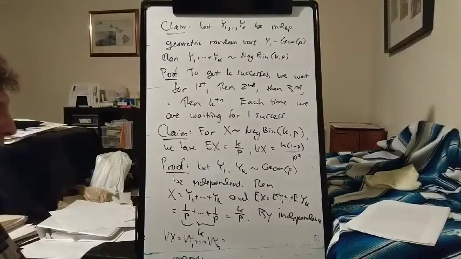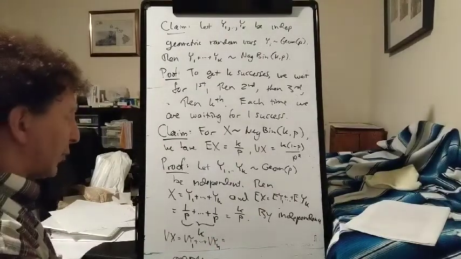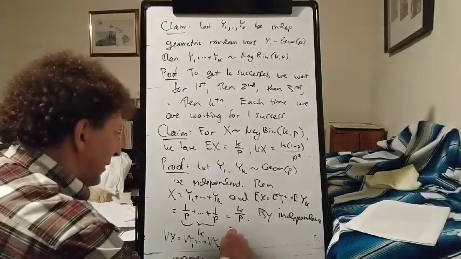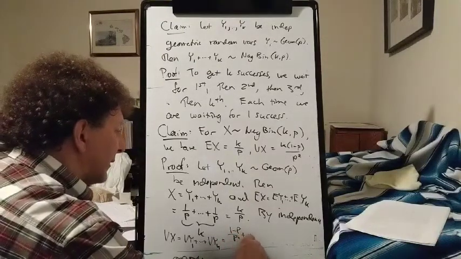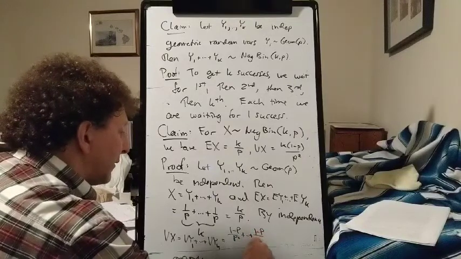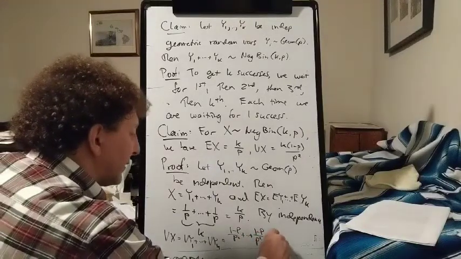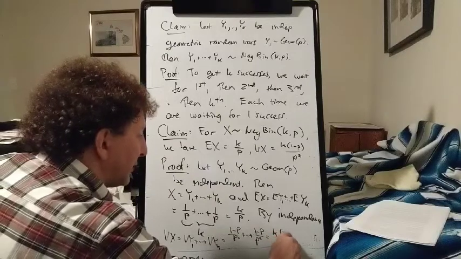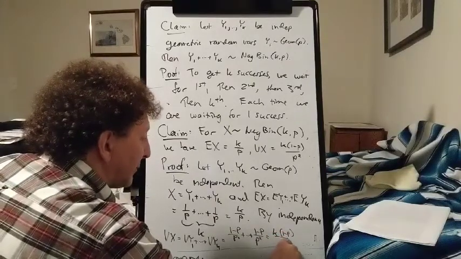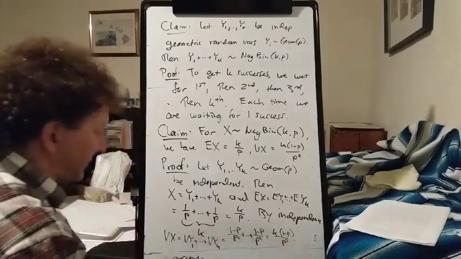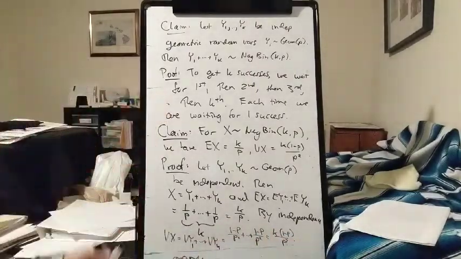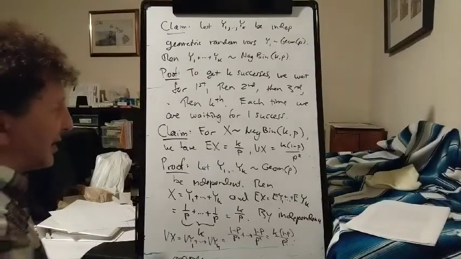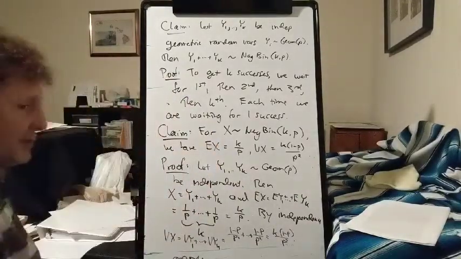Now the variance of a geometric random variable is (1 minus p) over p squared. So k times (1 minus p) over p squared is k times (1 minus p) over p squared. So those formulas are pretty easy. Just k times the formulas that we know for the geometric random variable.